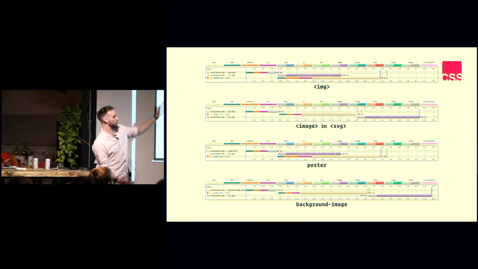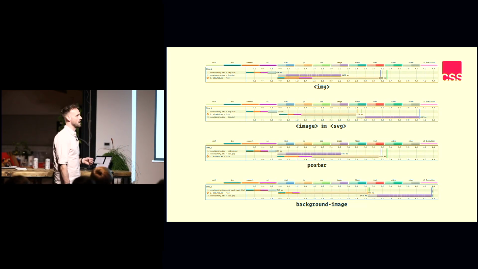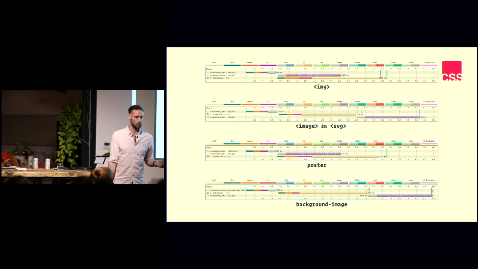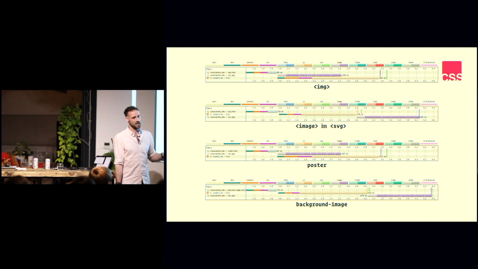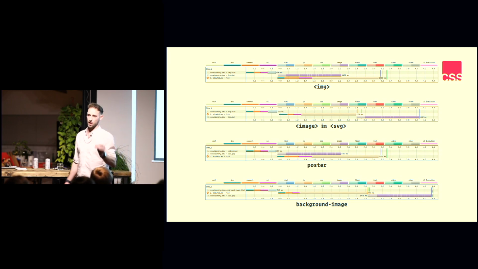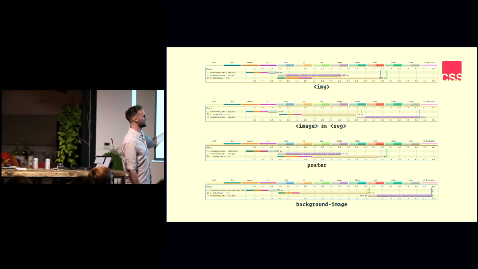So the image is the big purple thing, and this pale orange thing is the JavaScript. Even though the image was defined second, it was discovered first, and it was requested and downloaded in parallel with the JavaScript. Image in SVG, different behavior. The image was discovered second, and it wasn't discovered until after the JavaScript had finished. So we completely lost parallelization, and this is why it's significantly slower.